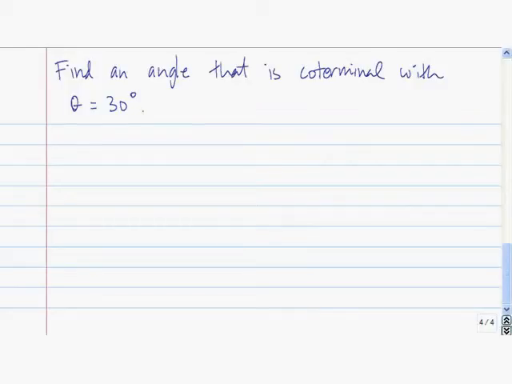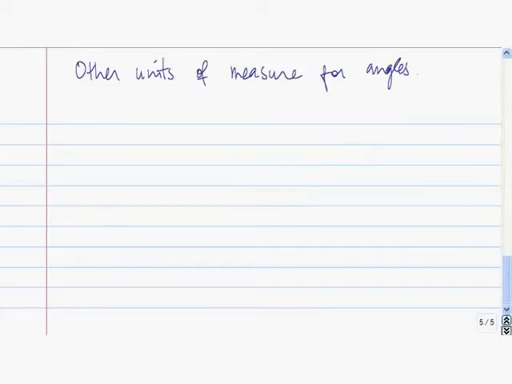Pause for a second and think about this problem. Find an angle that is coterminal with the angle 30 degrees. There are infinitely many possibilities. One of them is the angle negative 330 degrees.